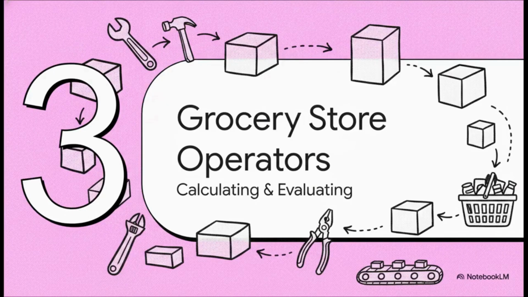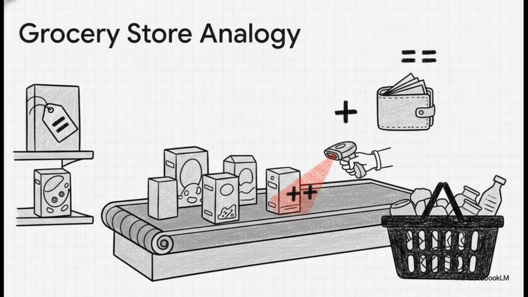Section 3. The grocery store operators. Calculating and evaluating data. Think of code operators just like a grocery store checkout. The assignment operator, that single equals sign, is basically setting the price on the shelf. Arithmetic operators, your plus and minus, are adding items to your total bill.